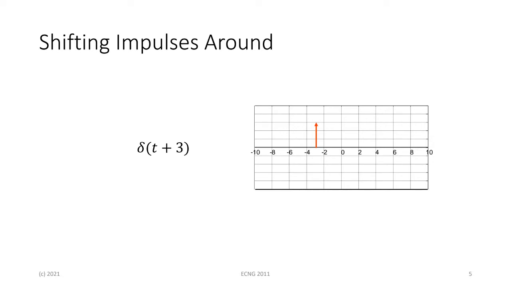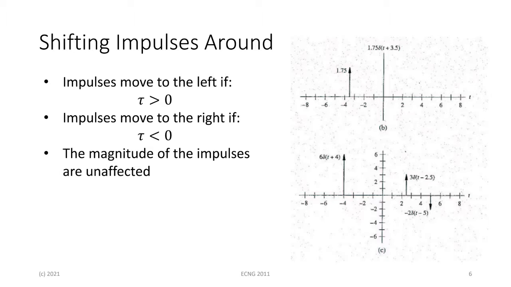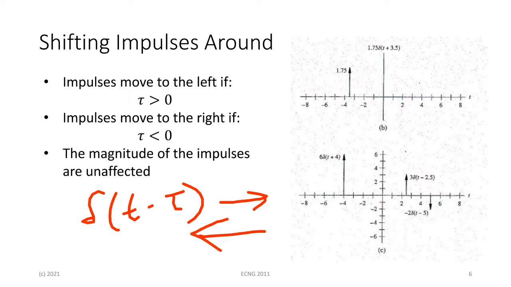So delta t plus 3, for instance, is at t equal to minus 3. And luckily, if you have a little slide here, once you have delta t minus tau, if tau is positive, the delta moves this way. If tau is negative, then you have a t plus something and the impulse moves the other way.